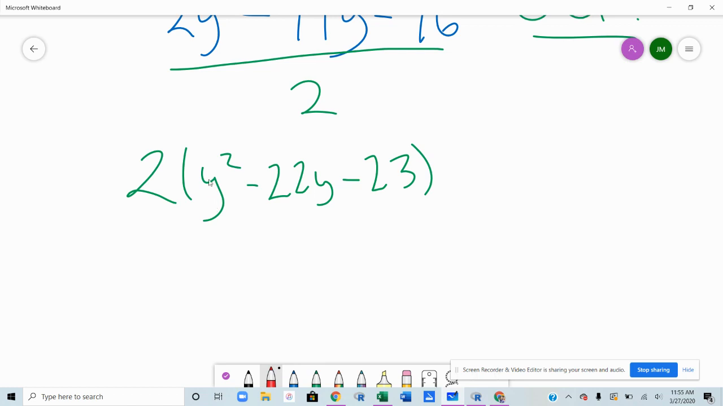A is the number right in front of your y squared term, not your GCF you factored out. The number right here, which there isn't one, so A for me is 1. B is negative 22, and C is negative 23. So we're going to multiply your A and C.